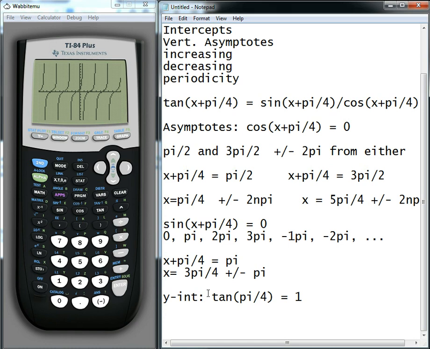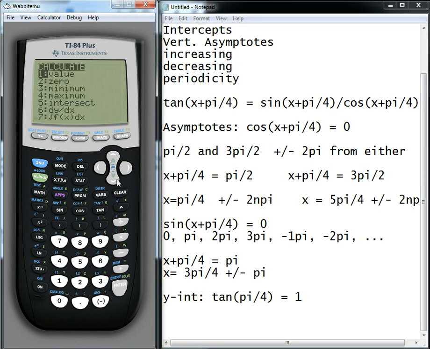There are other ways to get the intercepts, for example, but you're not going to get nice numbers. You're going to get decimals. But you could hit second calculate and go down to zero. And let's say I wanted this zero right around here. You pick a point to the left. You put your cursor to the right.